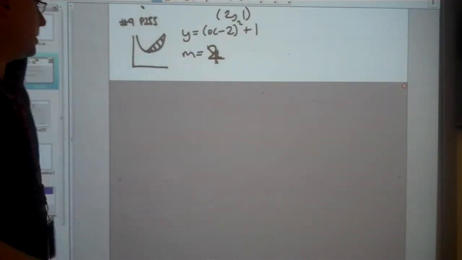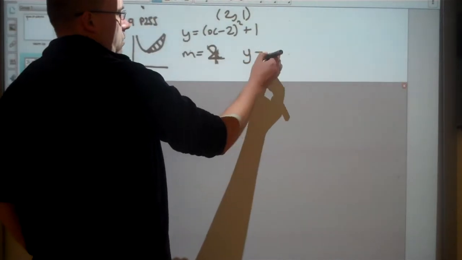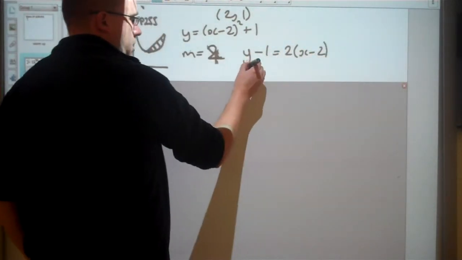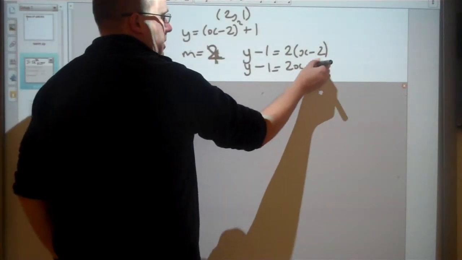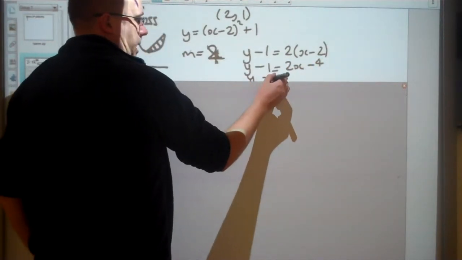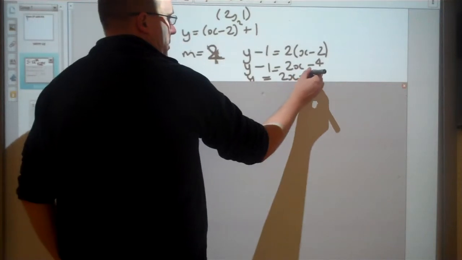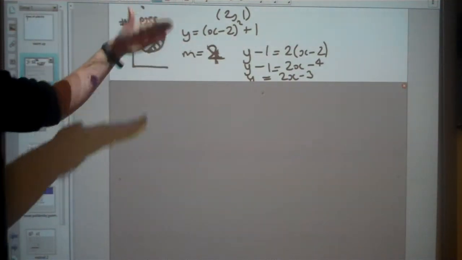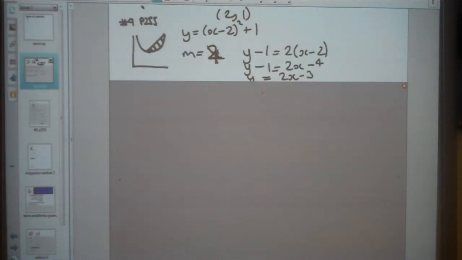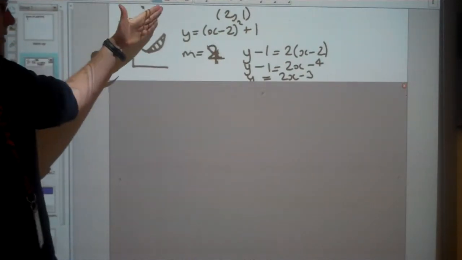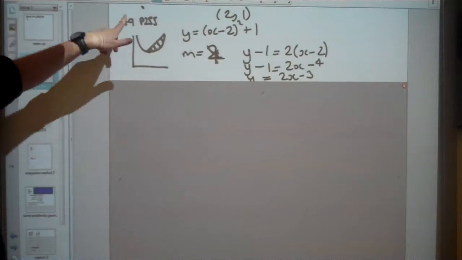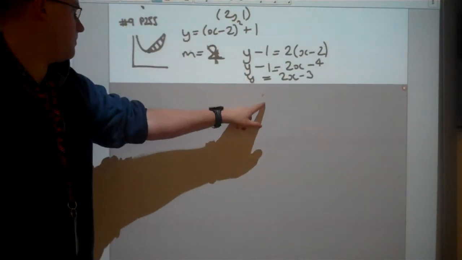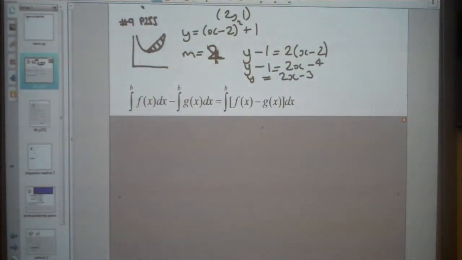So if we use the point slope formula, y minus the y value equals the slope times x minus the x value, and then distribute this, and then simplify, we get y equals 2x minus 3. So f of x, when we find the area between two curves, we do the integral of f of x minus g of x. So f of x, the top one, would be 2x minus 3, and then g of x would be this curved part here, (x minus 2) squared plus 1. So that's what we actually want to do.